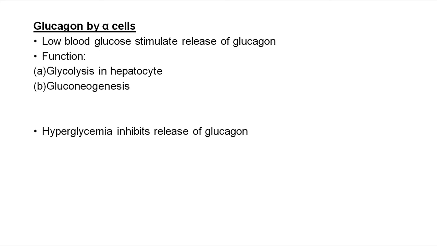The function of glucagon is to raise the blood glucose. Its actions are glycogenolysis in hepatocytes and gluconeogenesis. So hyperglycemia inhibits the release of the glucagon hormone. This is a very important feature. Hyperglycemia inhibits the release of the glucagon hormone, while low blood glucose stimulates the release of glucagon. So whenever there is hypoglycemia, there is increased stimulation to release the glucagon hormone.